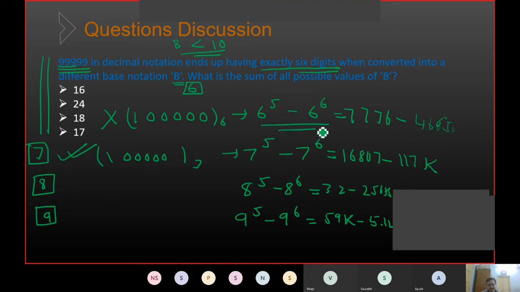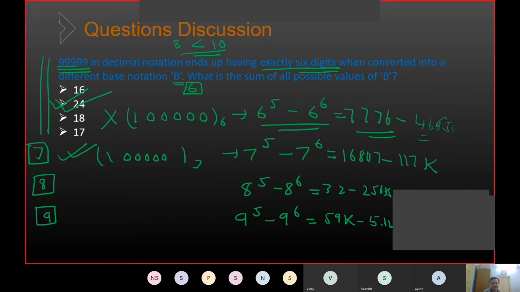Note, in base 6, the range possible is 7,000 till 46,000. So 99,000 does not satisfy. Hence the answer is 7 plus 8 plus 9, that is 24. Is it clear why it is 24?